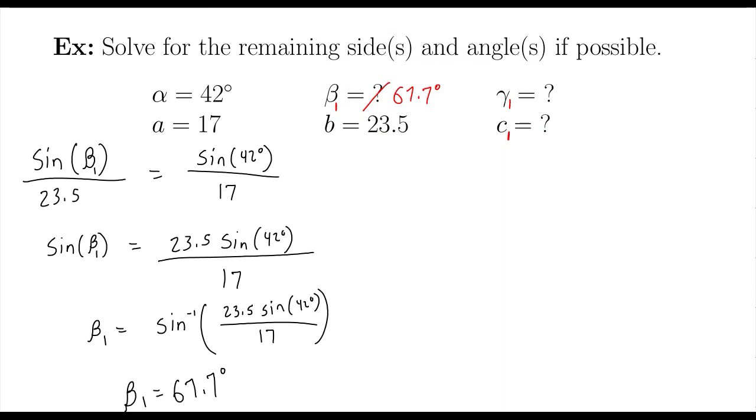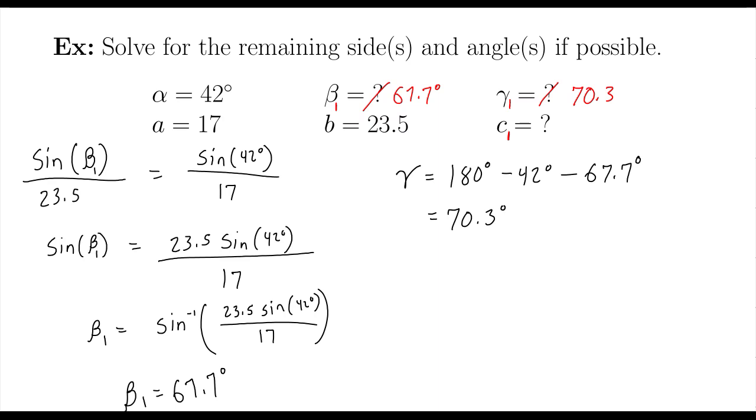So if beta is 67.7 degrees, then gamma can be found by subtracting from 180 the 42 degrees, which is alpha, and beta 1, 67.7. That gives me 70.3. So 42 degrees plus 67.7 degrees plus 70.3 degrees is 180. So that's going to give me gamma.